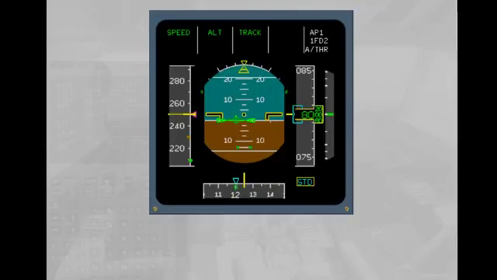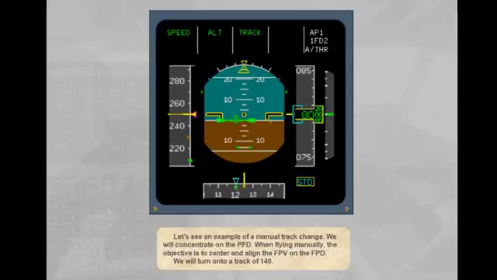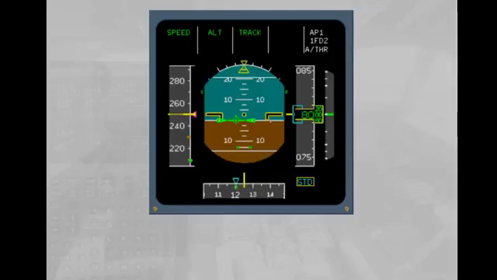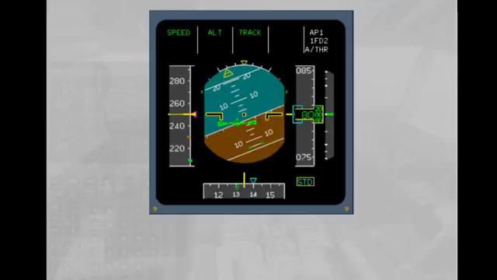Let's see an example of a manual track change. We will concentrate on the PFD. When flying manually, the objective is to center and align the flight path vector on the FPD. We will turn onto a track of 140. The FPD commands a roll to turn onto the selected track. The aircraft is rolled until the flight path vector and FPD are aligned. Approaching track 140, the FPD demands a roll to level the wings.